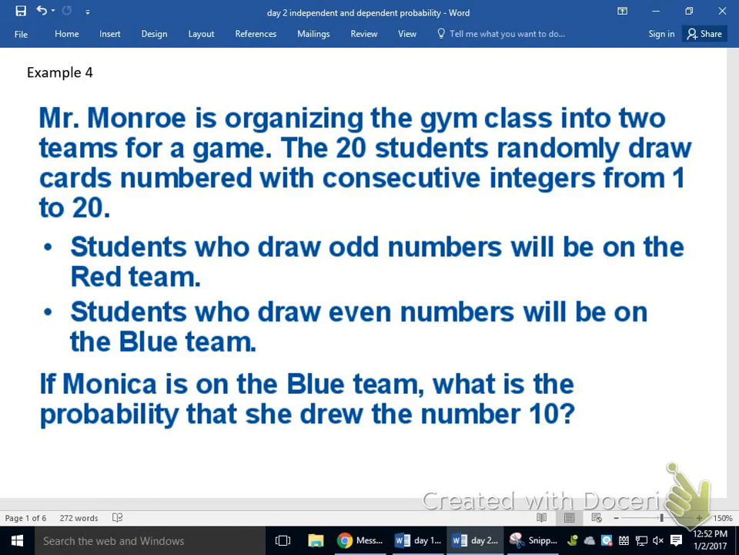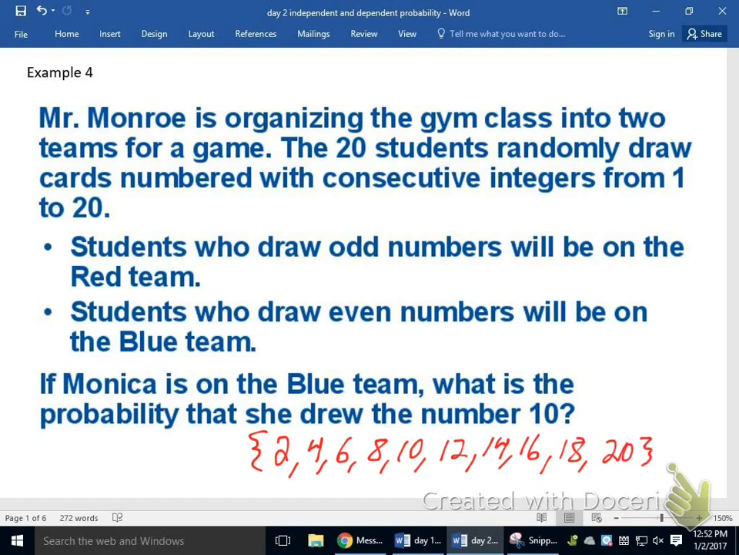We're given that she's on the blue team. With that said, my sample space is much smaller than just all the numbers from 1 to 20. They're actually only the even numbers, which in total, there are 10 of those from 1 to 20. 2, 4, 6, 8, 10, 12, 14, 16, 18, 20. And the number 10 is only one of those, so 1 out of 10, or 10%. So if you're given that she's on the blue team, there's a 10% chance that she got the number 10, or any particular number that's even.